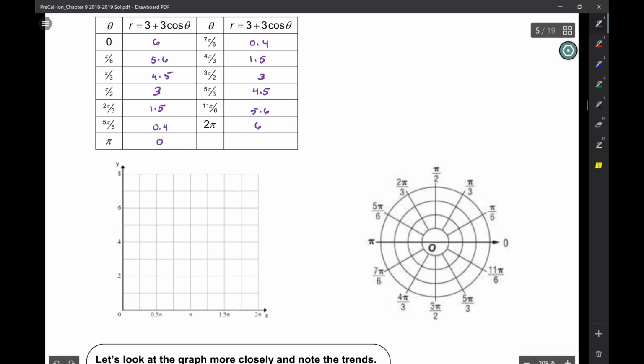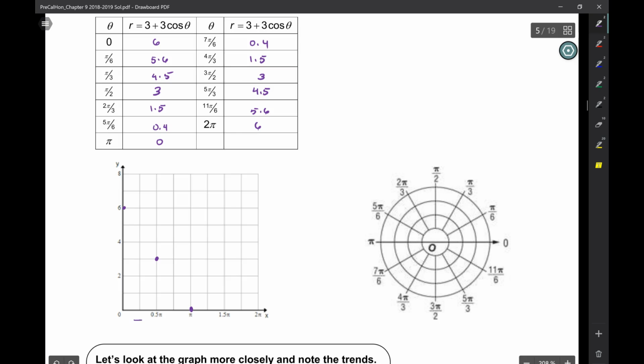Okay, so let's plot this. When x is 0, y is 6. And then when x is pi over 2, y is 3. When x is pi, y is 0. So what's happening here? When theta is 0, when the angle is 0, how far away are we from the x-axis? Well, 6, right? We're the farthest away.